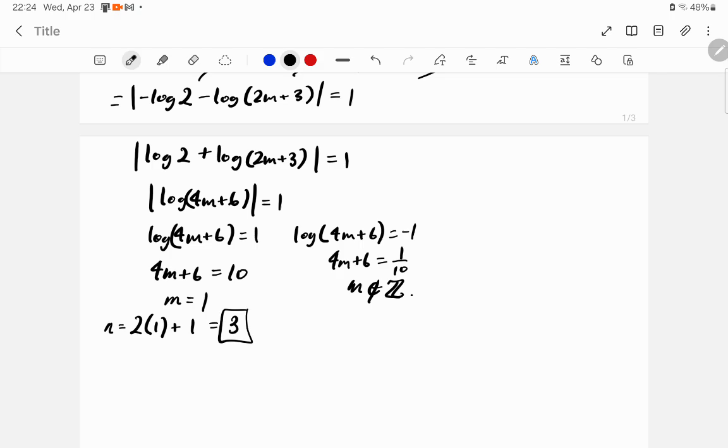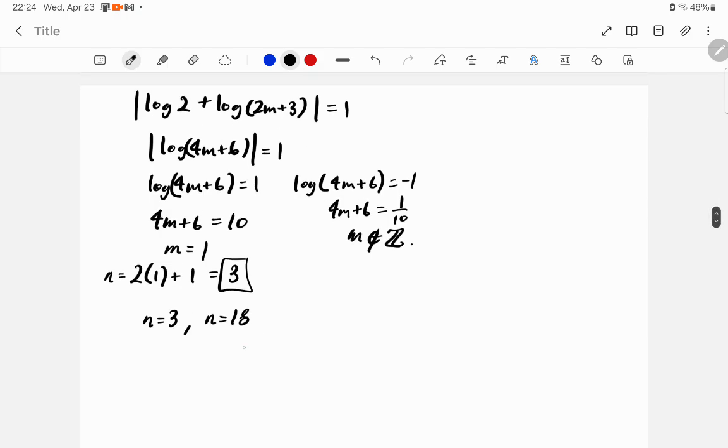So now that we've got n equals 3, and we've got n equals 18 from our previous work, the sum of all n's is just clearly 3 plus 18, which is equal to 21. And that just happens to be the solution to our problem. Very nice.